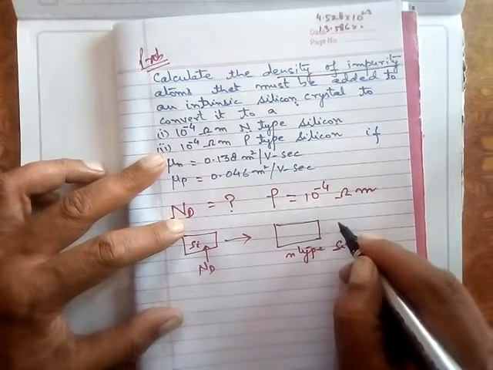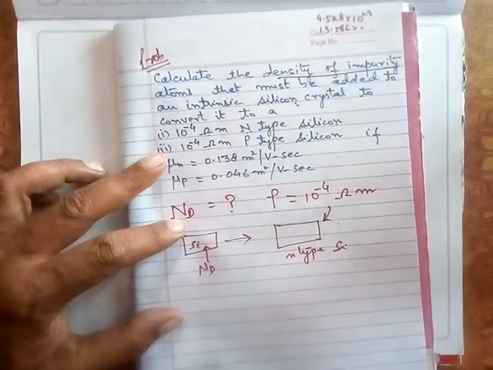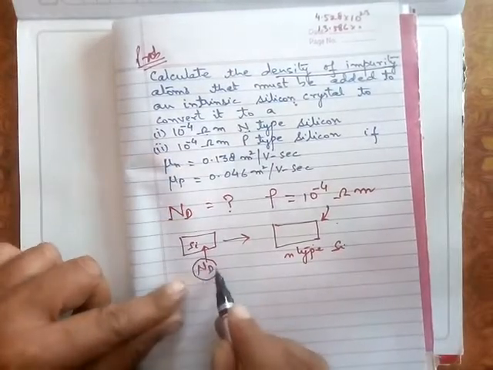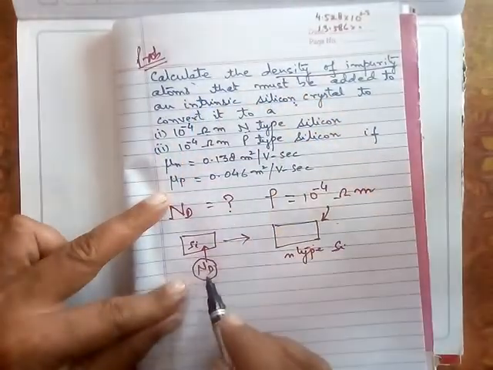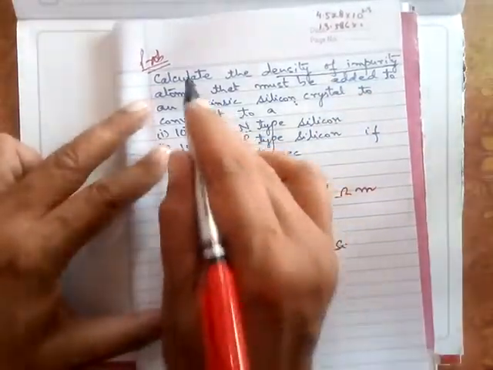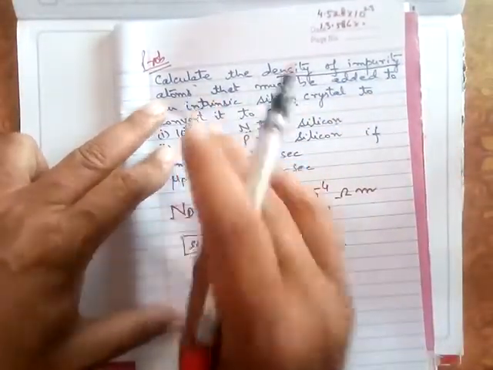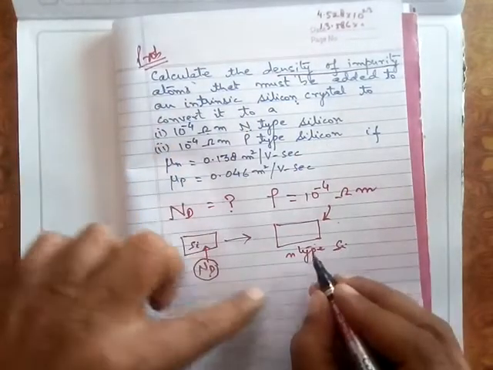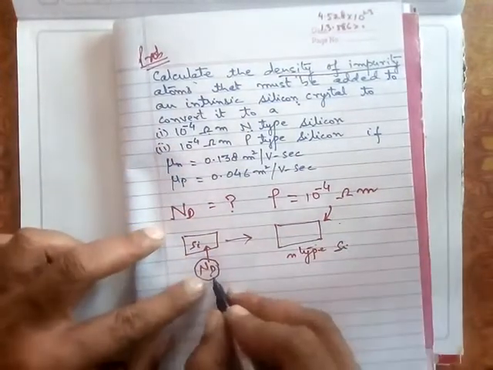And the resistivity of this N-type silicon is given to me this much. It is asked what amount of donor impurity must be added. Calculate the density of impurity atoms. Very first thing is to understand the problem. So in other words, you have to find Nd for this.